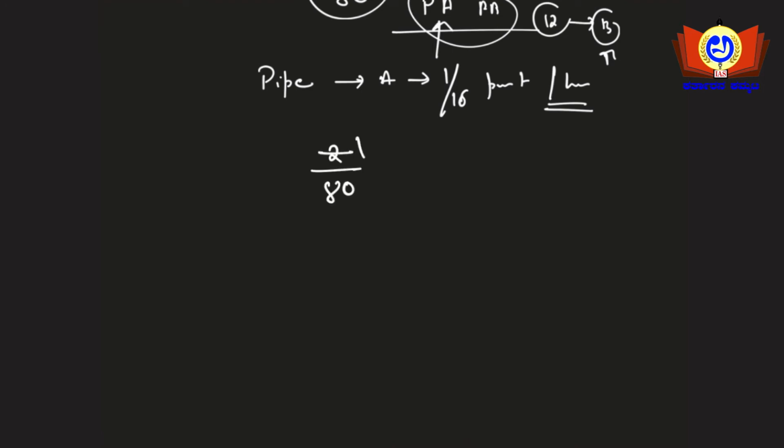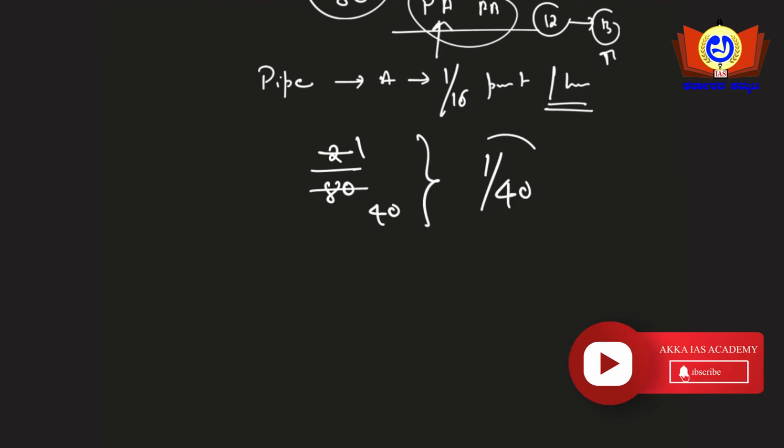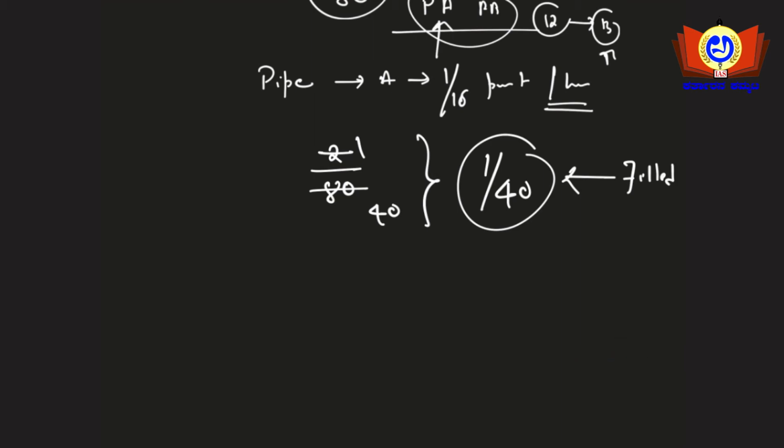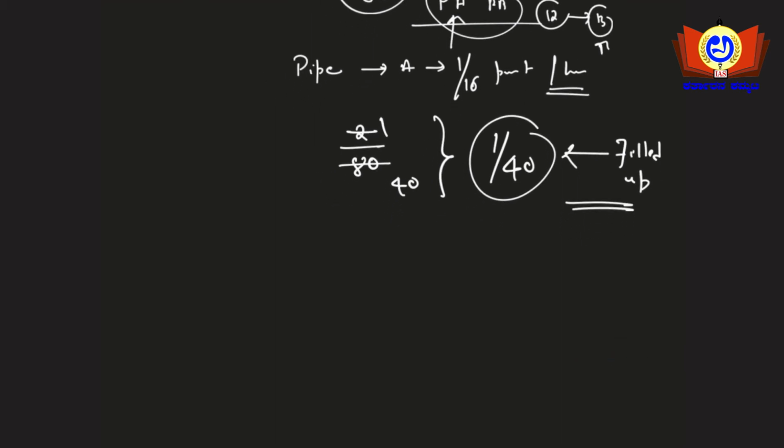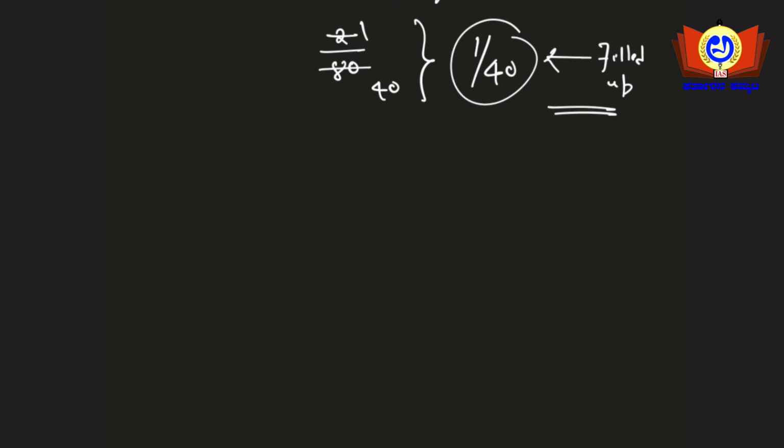The remaining part here is 2 by 80, which is nothing but 1 by 40. So 1 by 40 of the tank should be filled up. This part of the tank should be filled up. So what is the time taken here? It is obviously very simple. See, understand here.